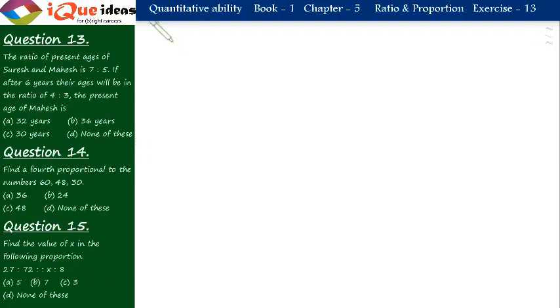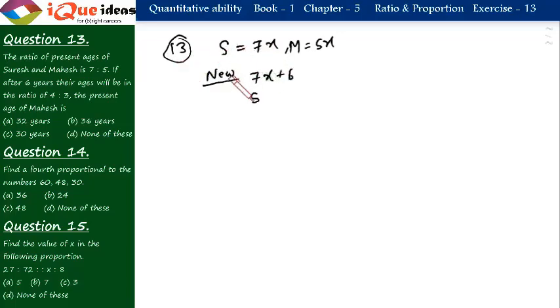Now the next question is a question related to ages. Question number 13. It says the ratio of present ages of Suresh and Mahesh is 7 is to 5. Straight away assume Suresh age to be 7x, Mahesh age to be 5x. Then the question is saying that after 6 years, their ages will be in the ratio of 4 is to 3. Now see that after 6 years, ages of both of them would increase by 6 years. So the new ages would be 7x plus 6 and 5x plus 6. The ratio of the new ages is equal to 4 is to 3. That's what the question is saying.